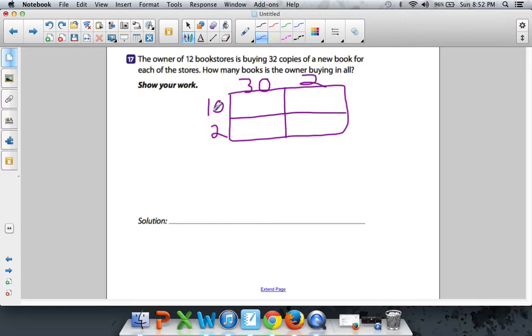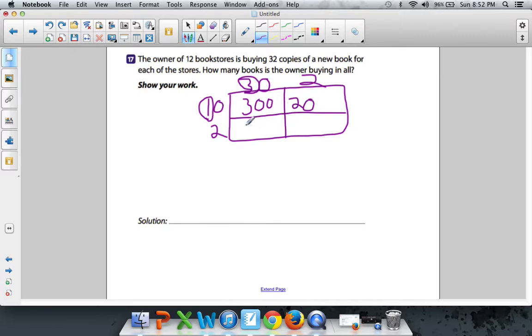For these numbers right here, I'm going to try to pay attention to the first ones and then just add on the zeros at the end. 1 times 3 is 30. 1 times 3 is 3. And then you add both of those zeros and you get 300. 1 times 2 is 2, and then you add on that 0 and you get 20.